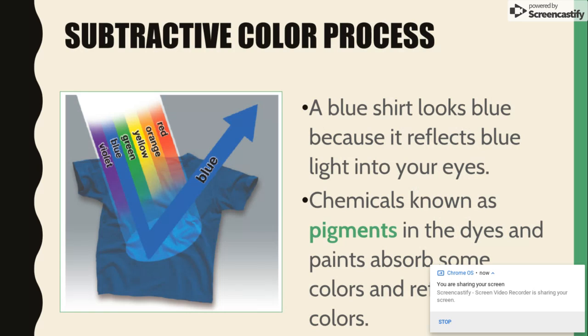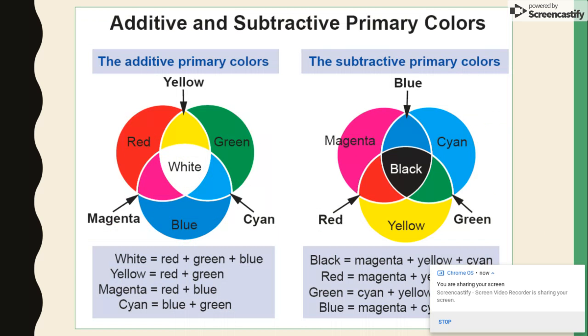So when you have a blue shirt, it looks blue because it is reflecting blue light into your eyes. All of the other light waves that are hitting it are being absorbed. So chemicals known as pigments in the dyes and paints that we use to color things absorb some colors and reflect others. They absorb certain types of light waves and reflect other light waves. Like I said, this blue shirt, the dye that's in it, has been created to absorb red, orange, yellow, green, and violet light. It doesn't reflect those, but it does reflect blue light. So the blue light is the one that bounces off and hits your eyes, so it looks blue to you.